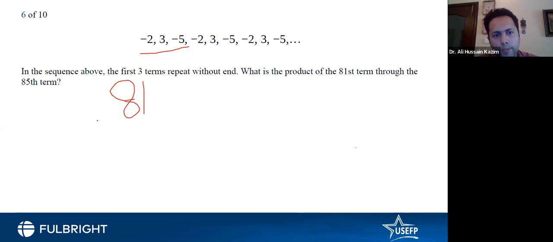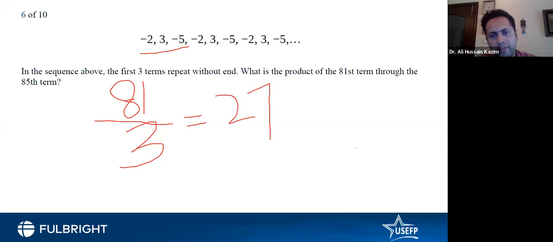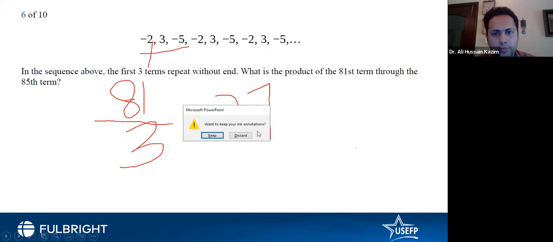We write it on the top and we divide it by the number of terms in the pattern, which is basically 81 divided by 3. So this comes out to be 27. What we have done up till now is found out how many times the pattern has repeated. It has repeated 27 times. So once the pattern has repeated, it has done the repetition, so it's on the last term.